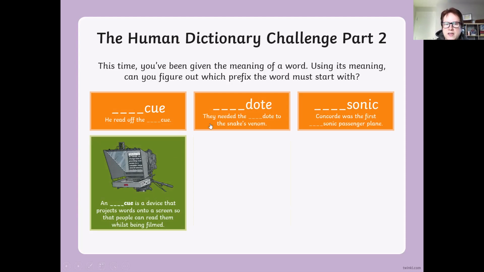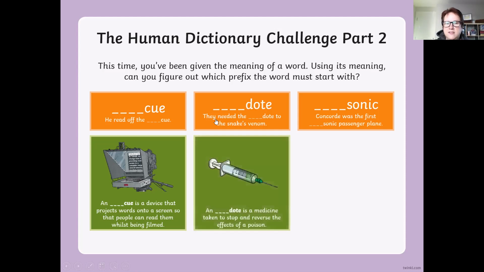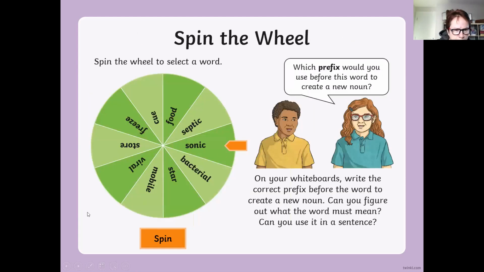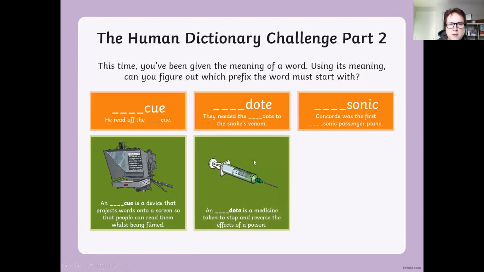Next one. They need the something dote to the snake's venom. Superdote, antidote, autodote. I think, again, you can hear it when I say them. The antidote is a medicine taken to stop and reverse the effects of poison. So again, it's the against, the negative.